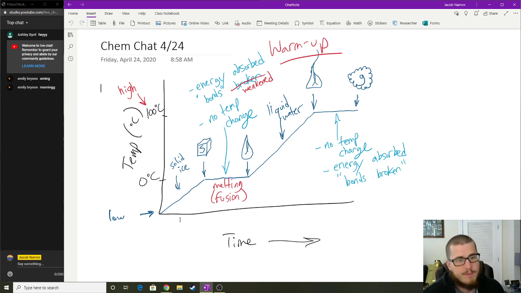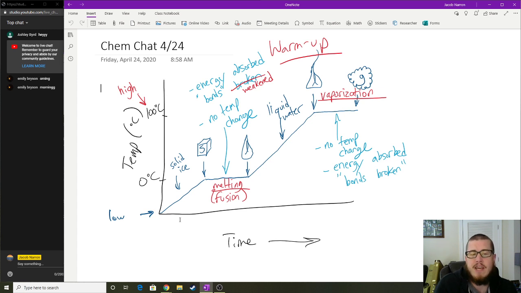And then obviously when we're going from liquid to gas, you would want to call it evaporation, but it's not evaporation in this case. This is actually boiling. We're talking about 100 degrees Celsius. But in general, it's called vaporization, because that's the phase change meaning.